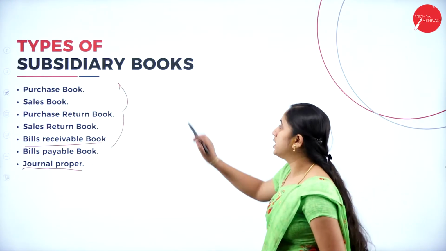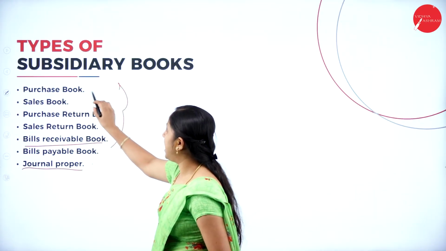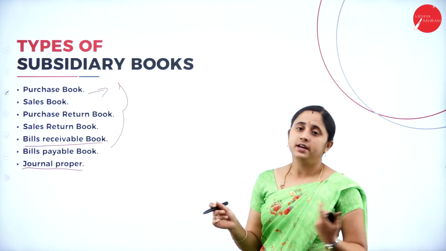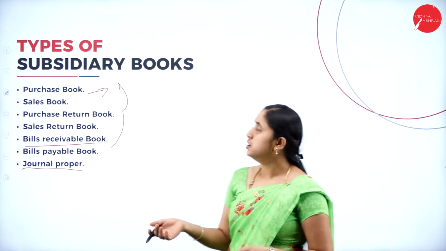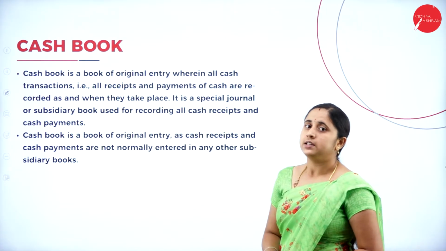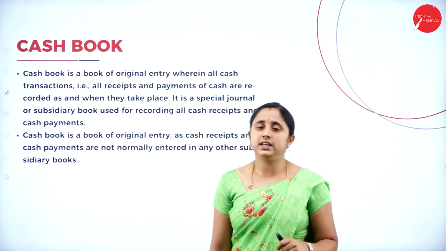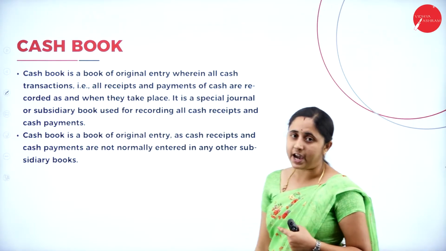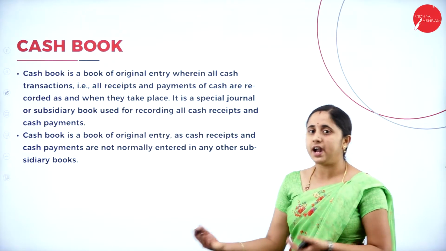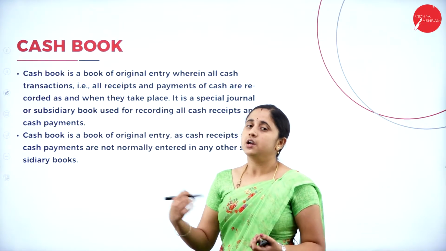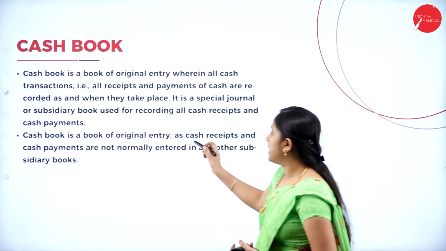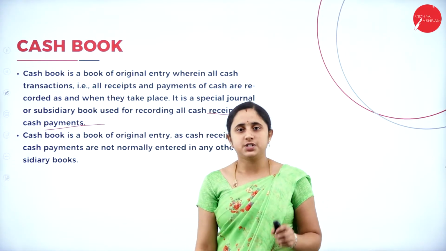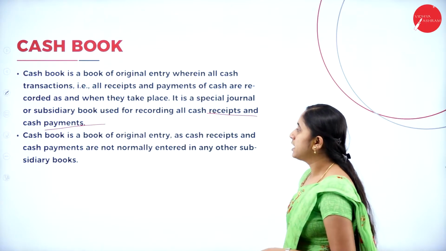In the purchase book, you will record only the purchase transactions, either it may be a cash purchase or credit purchase. In sales, cash sales or credit sales. So, in the same way, in the cash book, you will record only the cash transactions, no credit transaction should be recorded in the cash book. Cash purchase or cash sales or cash coming in, cash going out, all the cash receipts and payments, you will record in the cash book.